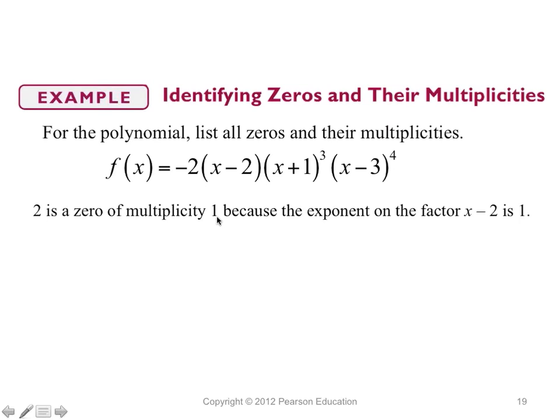Now the multiplicity is really just the power that's attached to this factor. If we look at x minus 2, the power out here is just the first power. That means we have a multiplicity of 1. So we have a 0 of 2 that goes with a multiplicity of 1. Now I want you guys to take a second. Let me give you about 15 seconds to see if you can figure out what these other two zeros and their multiplicities are.